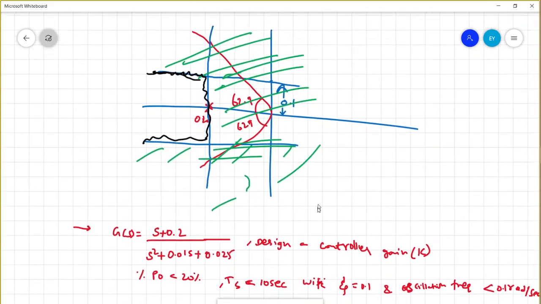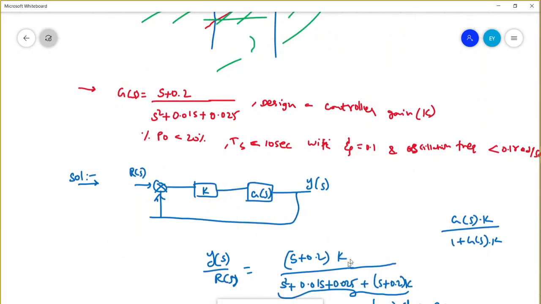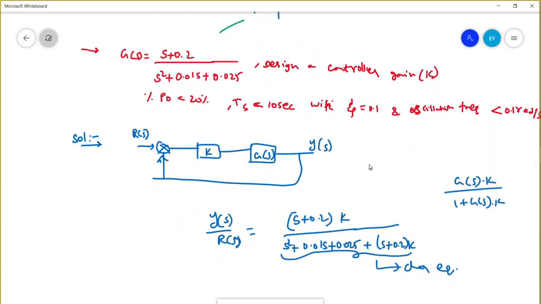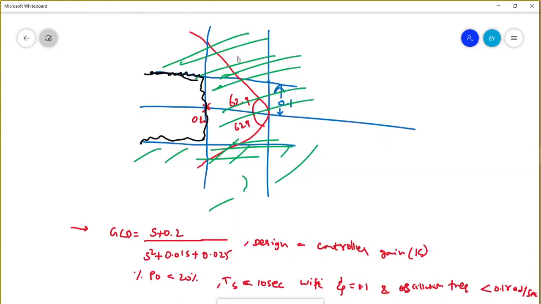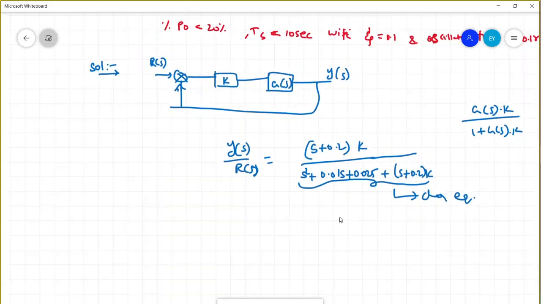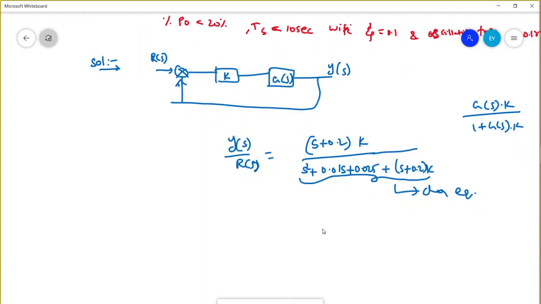Usually this k value in the denominator is chosen such that your pole, wherever it lies in this region, will be shifted to this particular black region. So manually, how can I do that? If you want to do that, you have to find the characteristic equation. We need to select the k value such that the given specifications are met. To calculate it, k is usually given as 1 by the magnitude of g of s, for s equal to the desired s.